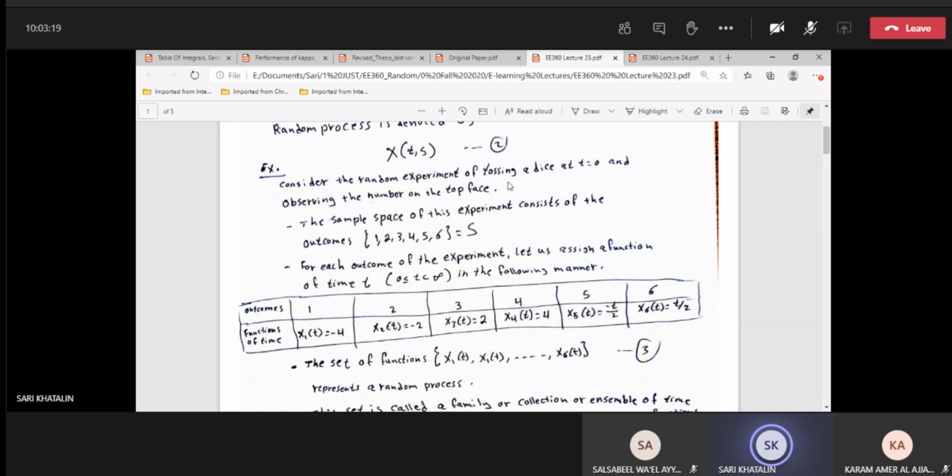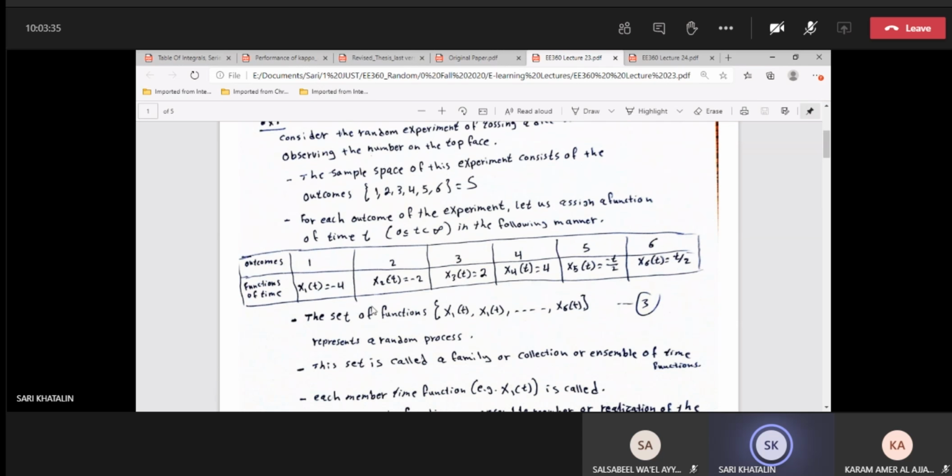Okay, now if we assign a time function for each outcome, so we have 6 outcomes, so we're going to end up with a different time function for each one of them. So for example, when the outcome is 1, x1 of t, which is the random process here, is equal to -4. When the outcome is 2, it's -2, and so on and so forth, as you can see here on this table. I think it's obvious here.